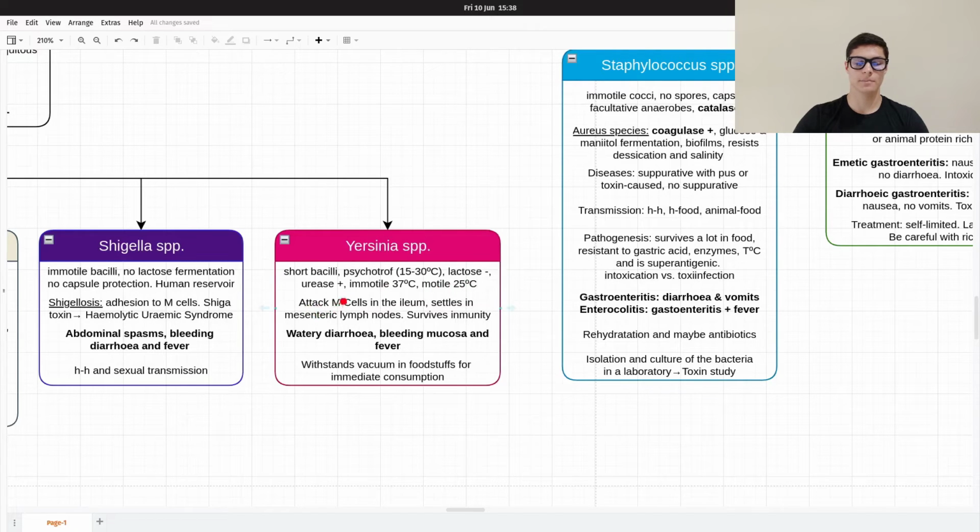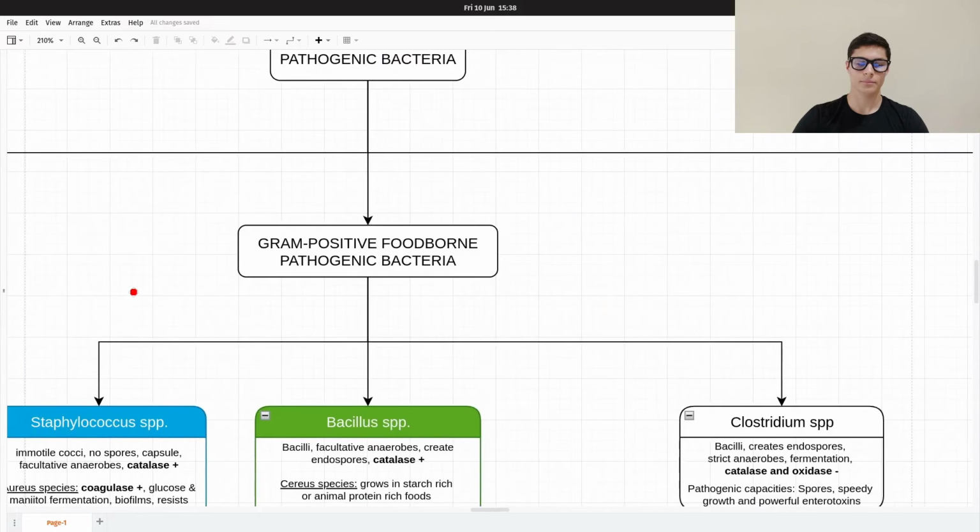It attacks the M cells in the ileum and settles in the mesenteric lymph nodes. Indeed, it survives immunity by hiding in those lymph nodes. It causes watery diarrhea, bleeding mucosa, and fever, and withstands vacuum in foodstuffs for immediate consumption.